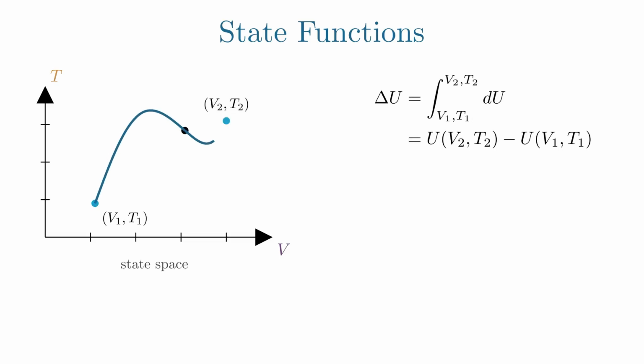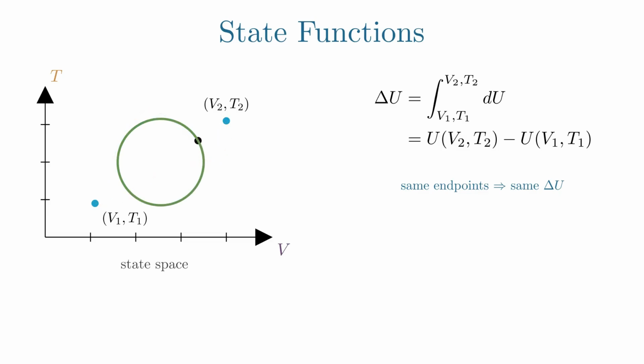Importantly, the change in the state function is path independent. For example, we may first heat a gas, then compress it, or first compress it, then heat it. Provided that the initial and final states are the same, the change in internal energy is also the same. Thus, the integral of dU is independent of the path between the two states.